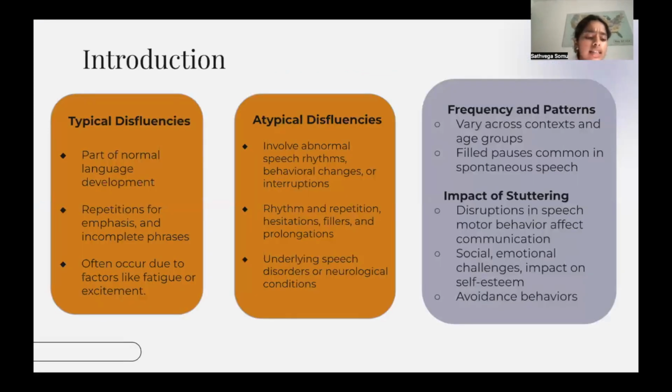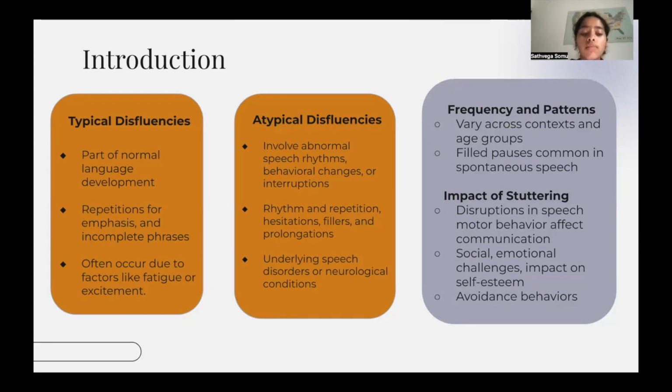Now, what is stuttering? Stuttering is a complex speech disorder that has intrigued researchers for many decades. It affects individuals across diverse age groups and can have a profound impact on communication and social interactions. Through our exploration, we aim to shed light on underlying factors contributing to stuttering and propose innovative approaches for intervention and support.